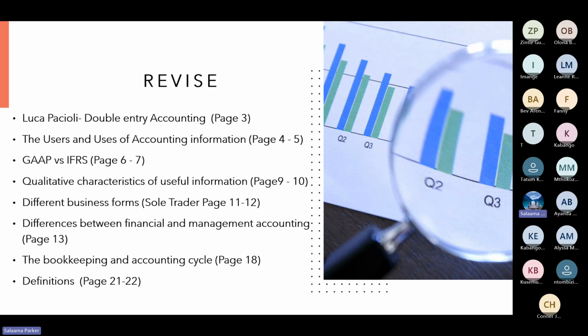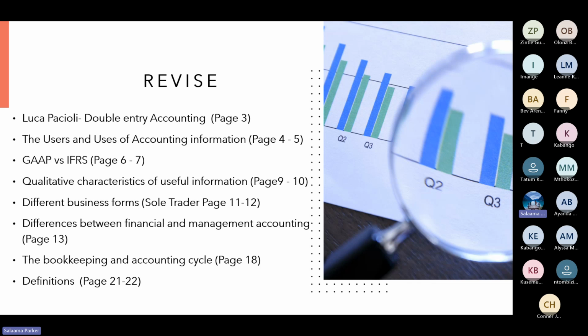What's the difference between GAAP and IFRS? What are your qualitative characteristics of useful information? Different business forms, but more specifically our focus was on the sole trader, and then the little table on page 13, the difference between financial and management accounting, and then your bookkeeping and your accounting cycle on page 18, and then the definitions. So please do revise learning unit 1.